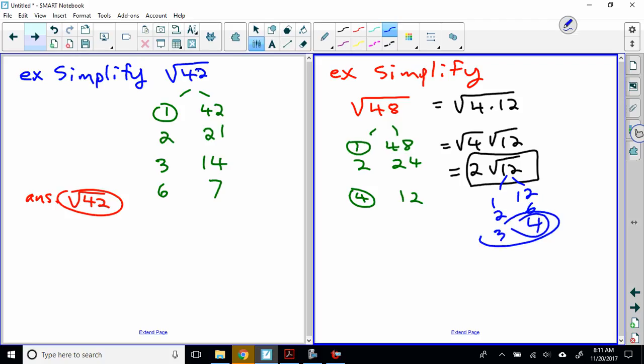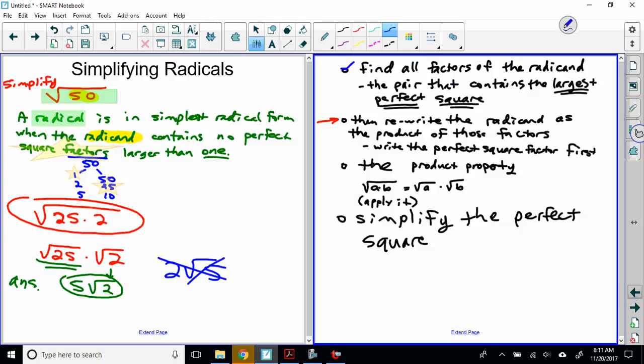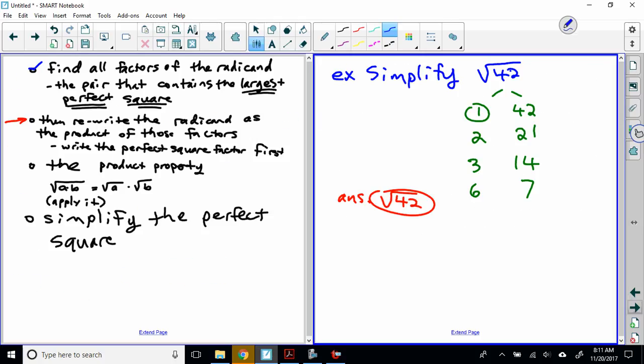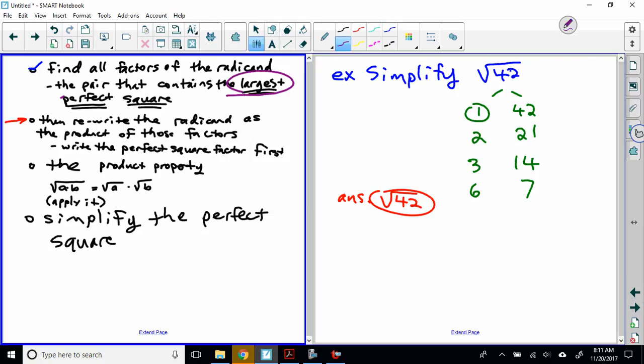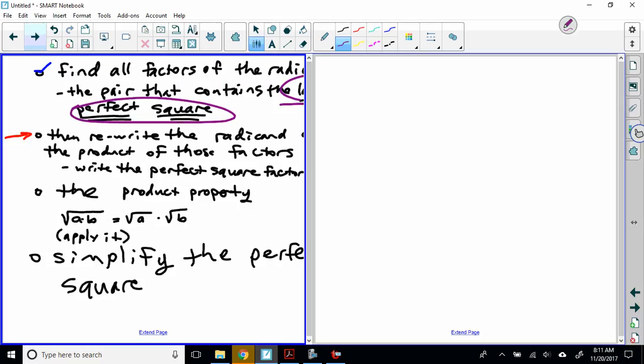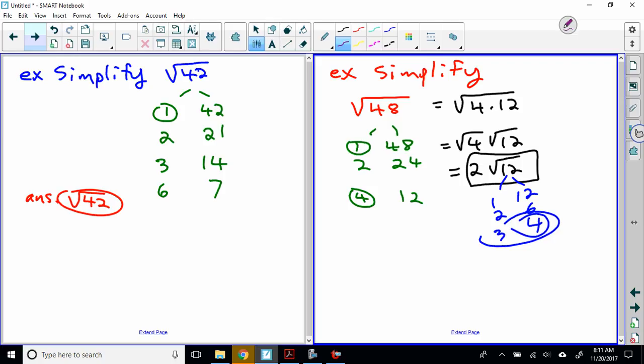So that's why in this algorithm I made it real clear to say you want to look for the pair that contains the largest perfect square. You'll save yourself a lot of headaches, right? That does require taking a little bit of extra time in realizing that 3 and 16 would be the pair you probably wanted in the first place. So I'm going to rewrite the square root of 48 as the square root of 16 times 3.